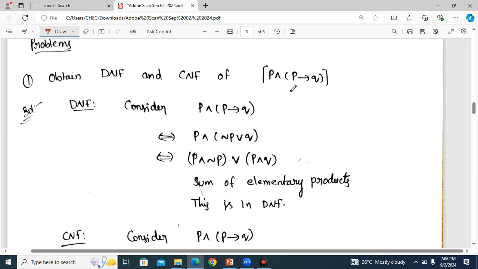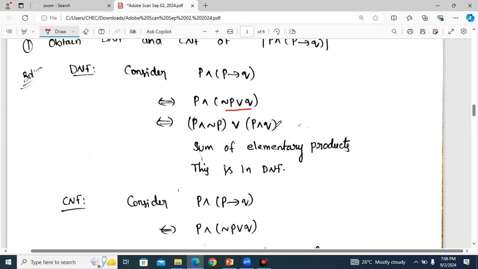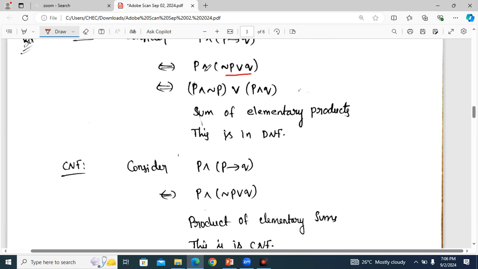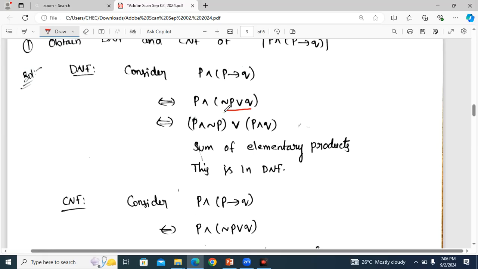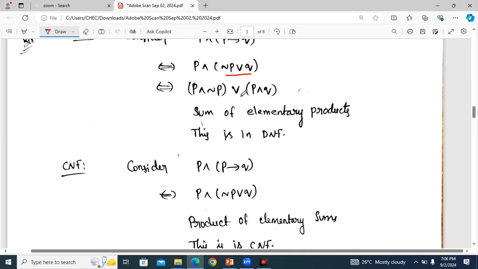Okay. So for the given compound statement we have an implication. First we replace the implication by its equivalent formula: P and (negation P or Q). Now we apply the distributive law. So (P and negation P) or (P and Q). This is a sum of elementary products, which gives the disjunctive normal form.